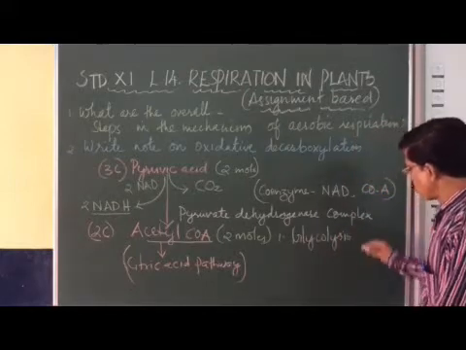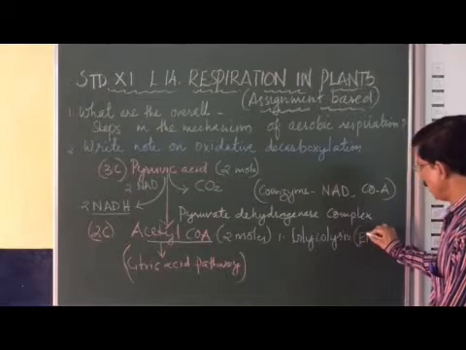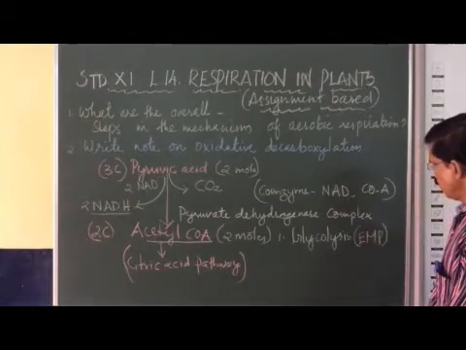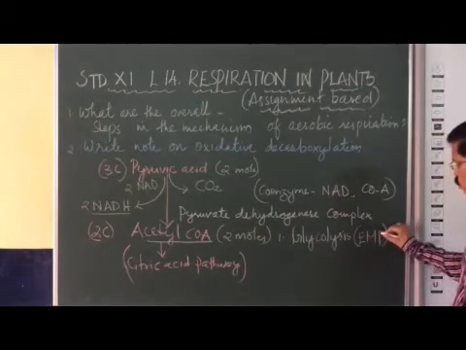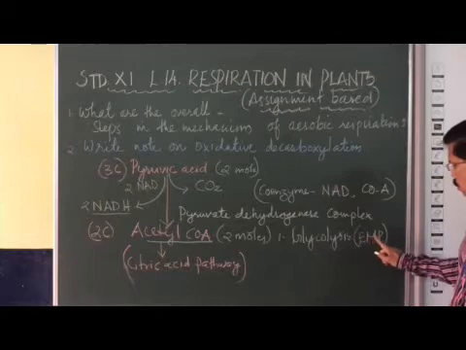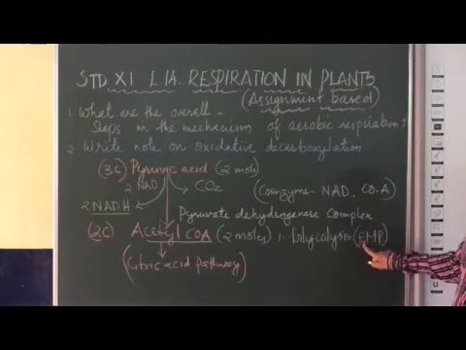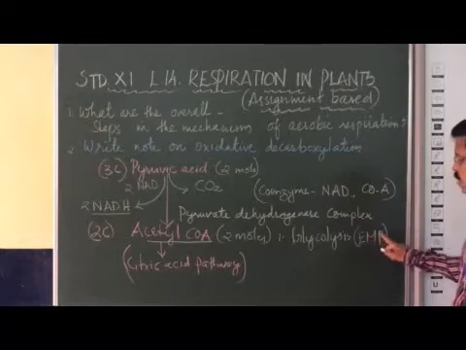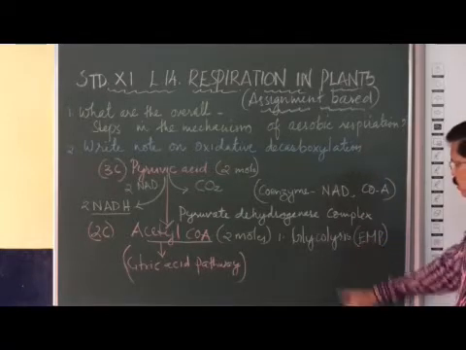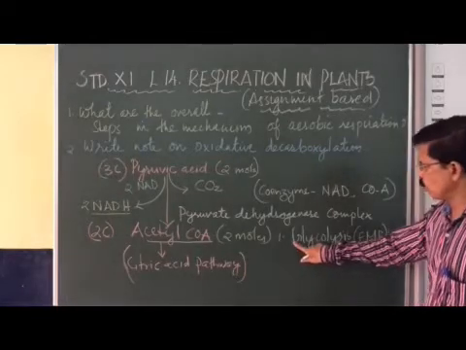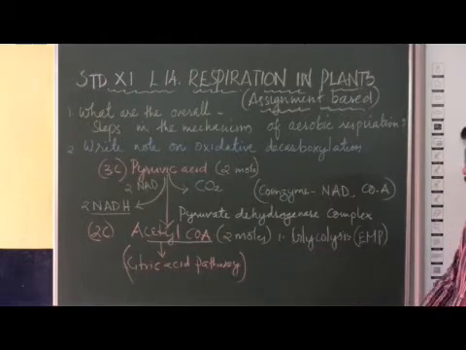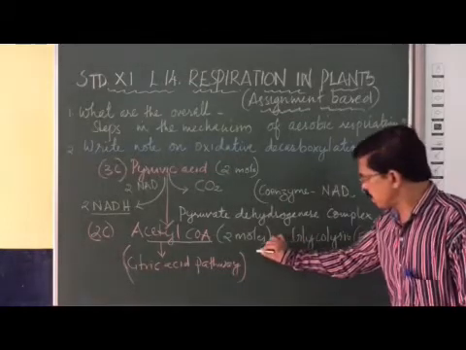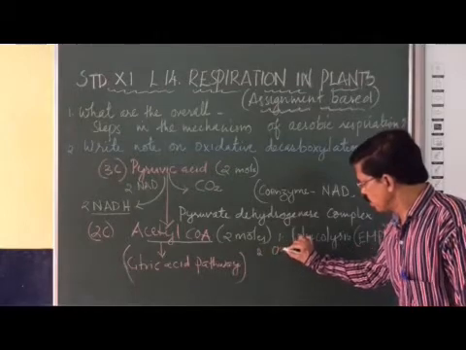Glycolysis is also called the EMP pathway. What is the scientist name? Based on the scientists' names, it is the Embden-Meyerhof-Parnas pathway. Embden, E-M-B-D-E-N, Meyerhof, M-E-Y-E-R-H-O-F, and Parnas, P-A-R-N-A-S. The EMP pathway is called the glycolytic pathway, by which 1 molecule of glucose is broken down into 2 molecules of pyruvic acid. Very clear. Now the second step is oxidative decarboxylation.